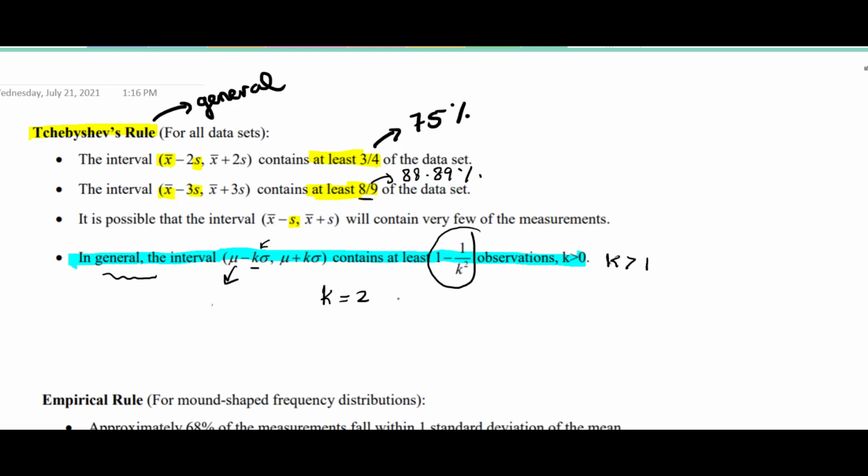For example, if k is 2, then we just do 1 minus 1 over 2 squared, which is 4. Then you get 3 over 4, which is the 75% that we already have. So if you fail to memorize these, this is a general rule that will help you regardless of the k. For example, if you have k equals 4, which you don't know from these 2 bullet points, or k equals 5, you're going to be able to solve any problem using this.